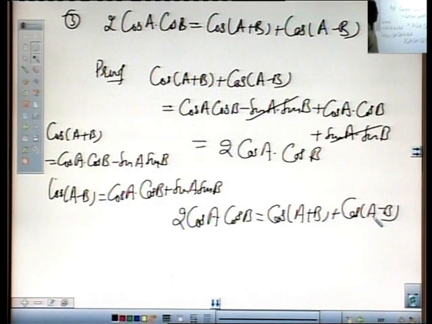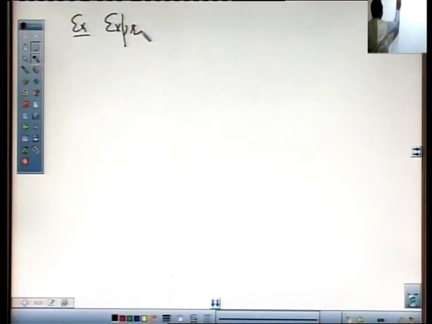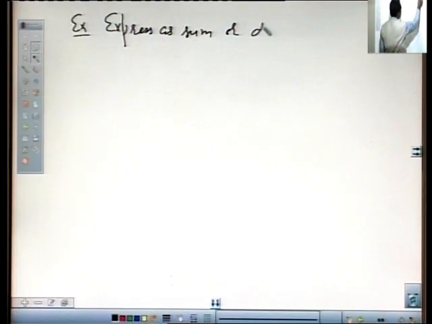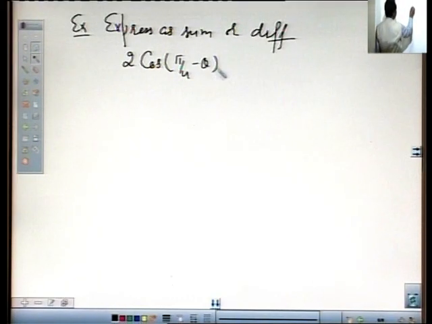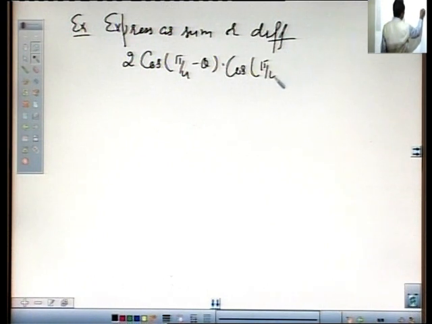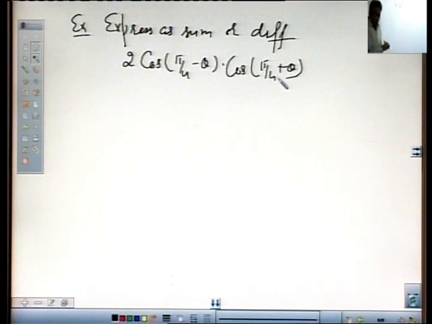And the question of this formula, exercise: express as sum or difference 2 cos of pi by 4 minus theta into cos of pi by 4 plus theta, and solution of this.